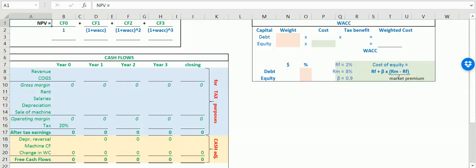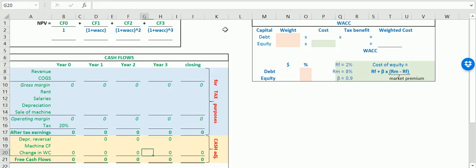So let's have a look at how we have to calculate the net present value of a project. It basically consists of two components. One is the cash flows. You see cash flow at the beginning, cash flow in year 1, year 2, and year 3. And the other component is the discount rate, which is the WACC. But let's start by calculating the cash flows.